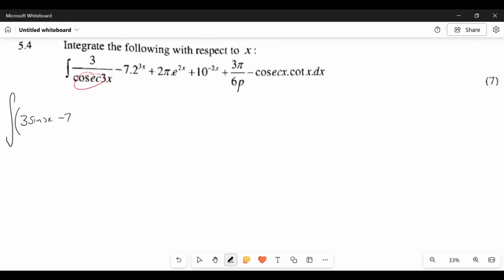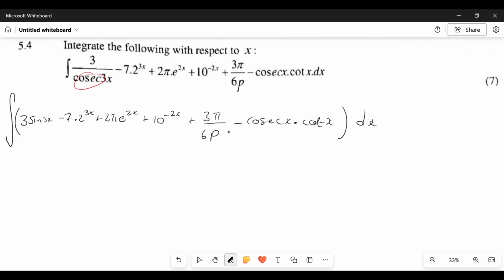There we go. Minus 7 multiplied by 2 to the power of 3x plus 2 pi multiplied by e to the power of 2x plus 10 to the power of negative 2x plus 3 pi divided by 6p minus cosec x multiplied by cot x, and then all this is dx. I hope you can see what's happening there. The last term might tempt you to simplify it, but it is there on our formula sheet. When you go to the table of differentiation, you will see there is negative cosec multiplied by cot.